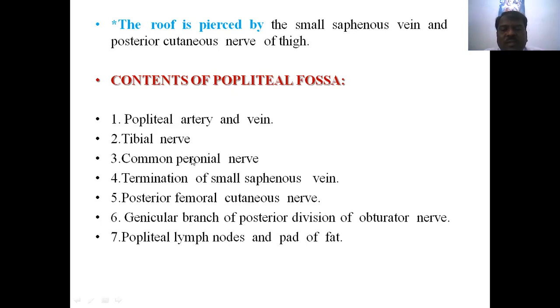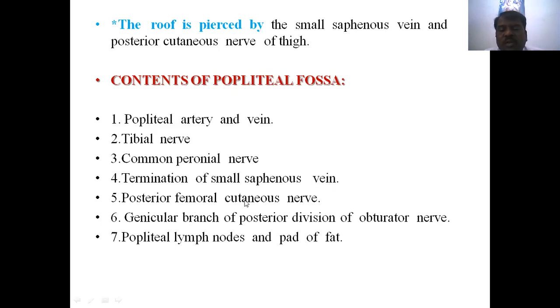The tibial nerve, compared to the common peroneal nerve, is thicker. These two nerves we can also find in the popliteal fossa contents. Next is the termination of the small saphenous vein. The small saphenous vein terminates and drains into the popliteal vein.